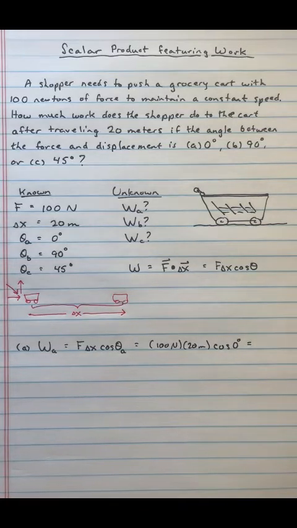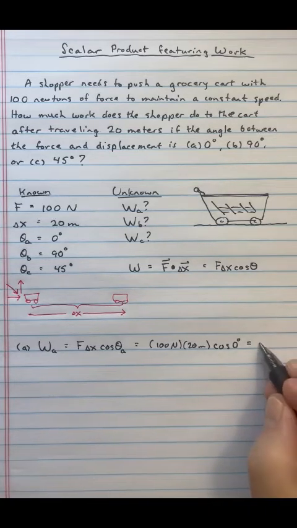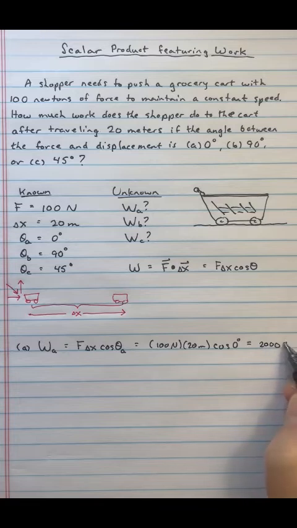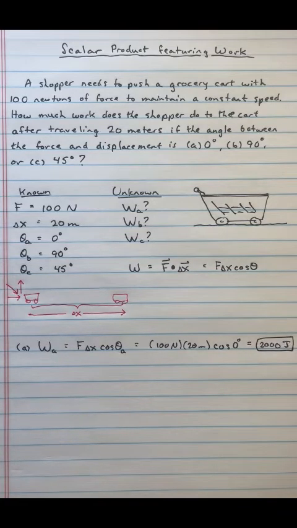Now, if you remember your trig a little bit, cosine of 0 degrees is exactly equal to 1. 100 times 20 is 2,000, and my answer is very simply 2,000 joules. Notice that there's not a direction associated with this, okay? It's just simply a number because it's a scalar. Okay. So let's backtrack a little bit before we get to doing the other questions.